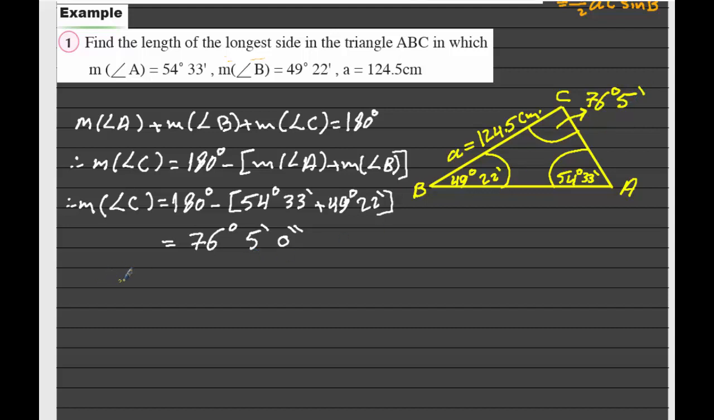Okay, applying the sine rule to get the longest side. What is the longest side? The longest side here is the side which is opposite to the greatest angle. The greatest angle here is angle C. So to calculate the longest side, it's AB, denoted by the symbol C. We can write C over sine C equals A over sine A.